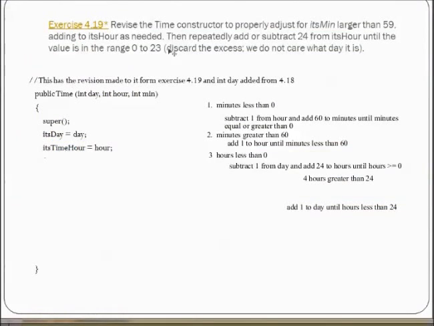The next thing we're going to do is revise the time constructor to properly adjust for minutes larger than 59, adding to the hour as needed. Then repeatedly add or subtract 24 from its hour until the value is in the range of 0 to 23, and disregard the excess, since we don't care what day it is. So first, minutes less than 0. We have the constructor here, and subtract 1 from the hour and add 60 to the minutes until minutes are equal to or greater than 0.